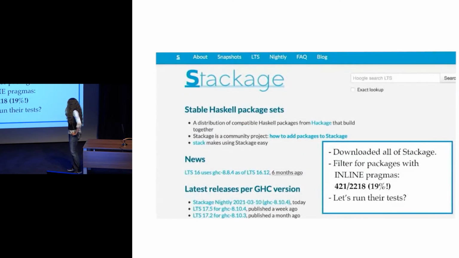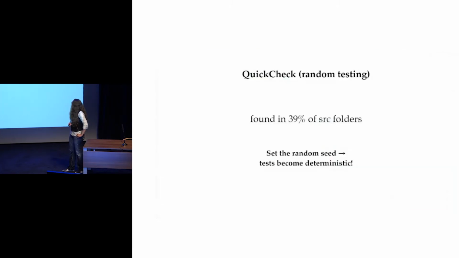So to check this out, we downloaded all of Stackage. And then we filtered all of Stackage for packages that had inline pragmas. It turns out that in the snapshot that we chose, about 19% of the packages had these inline pragmas. And that seemed a little bit high. So what do we do next? Let's try running their tests.